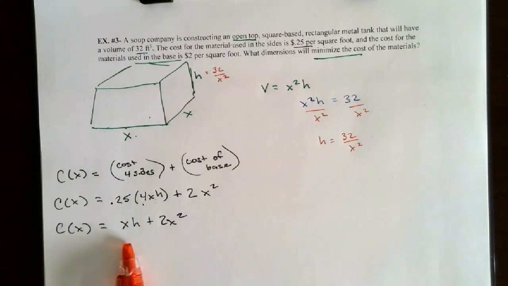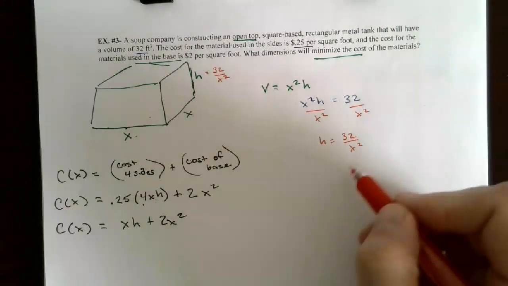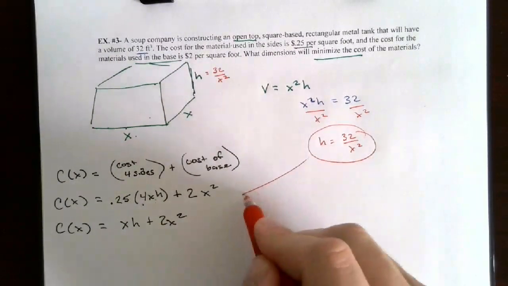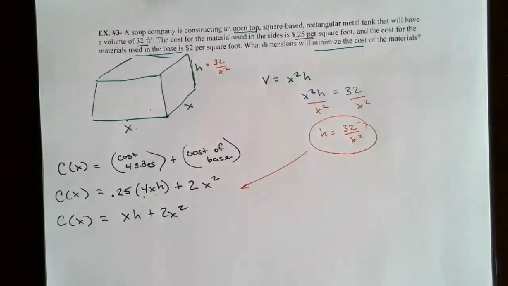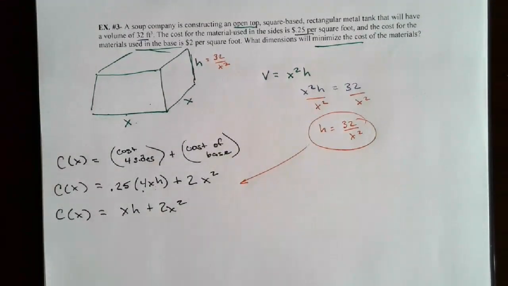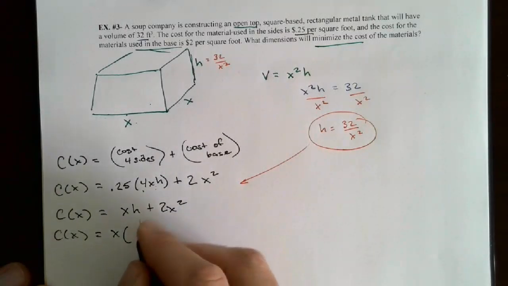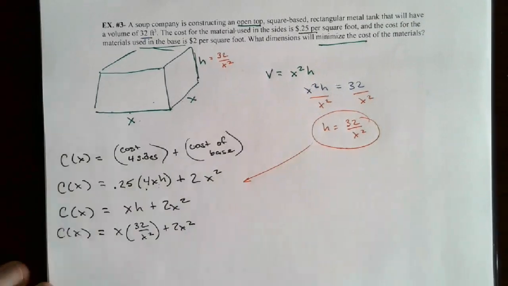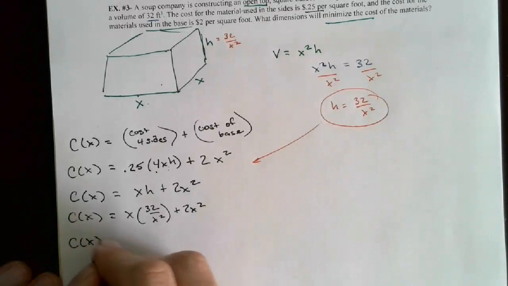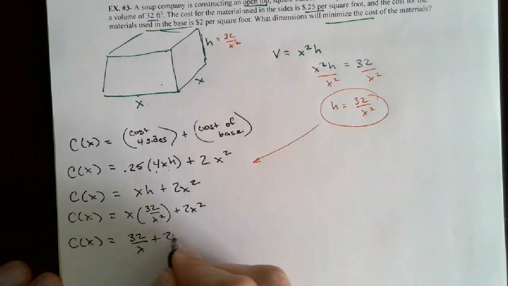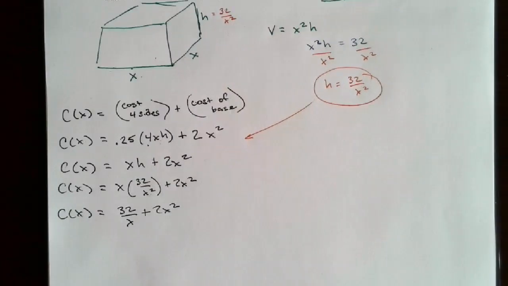Well, right now I have this in terms of x and h. Well, that's why we did what we did earlier, right? From the volume, we wanted h equals 32 over x squared. We're going to use it here to make this cost function be all in terms of just x, because now I can write this as c of x is equal to x times, what's h? Well, h is 32 over x squared, plus 2x squared. And then simplifying it, canceling one of these x's in the denominator with this x here, I'm left with 32 over x plus 2x squared. And that's the cost function, that's c of x.